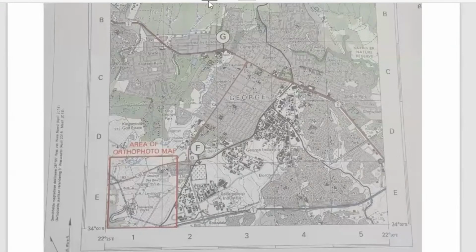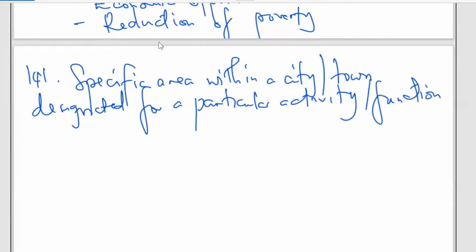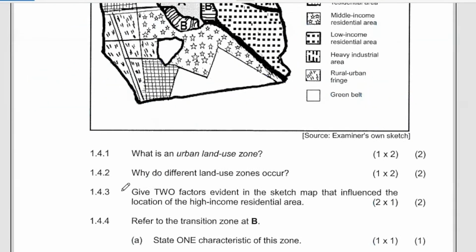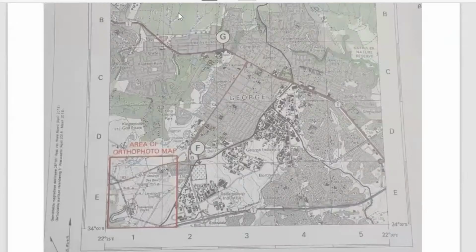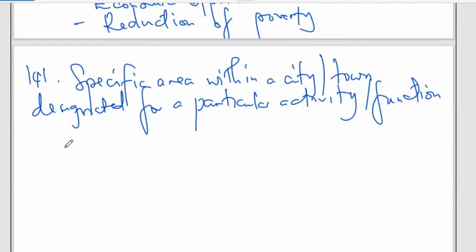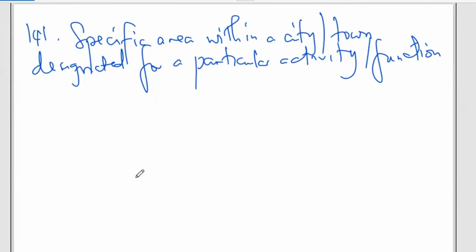The next question is question number 1.4.2. Why do different land use zones occur? Why do we have different land use zones? Why can't we just use the urban area for one purpose? We develop industries in the whole urban area and use that for industrial manufacturing. Why do we have different land use zones?